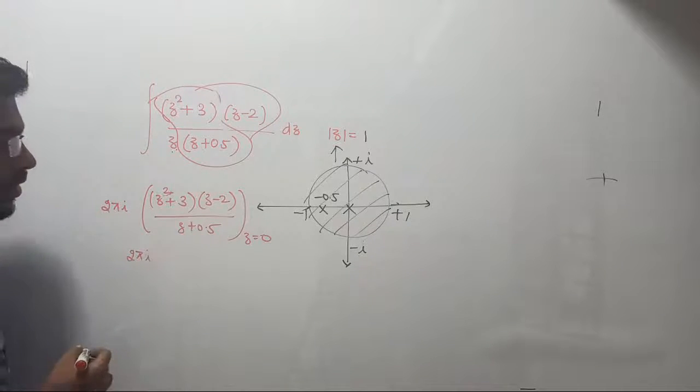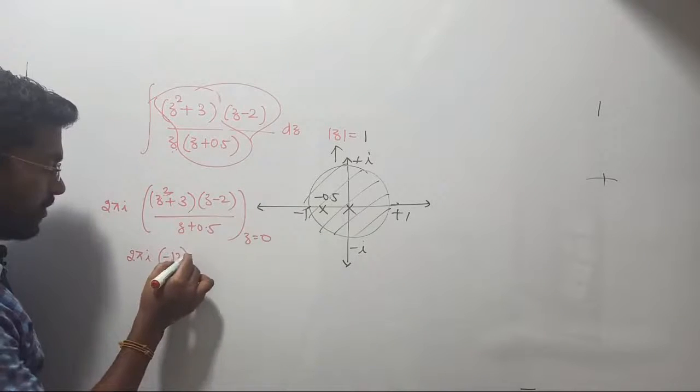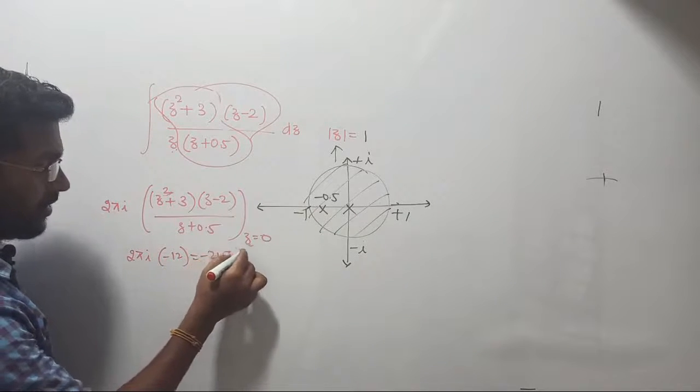2 pi i into 3 into minus 2 minus 6, that is, 1 by 2... no, minus 12, right? So that is minus 24 pi i. That's all. That is your answer.